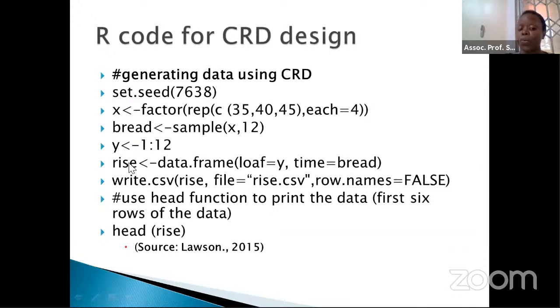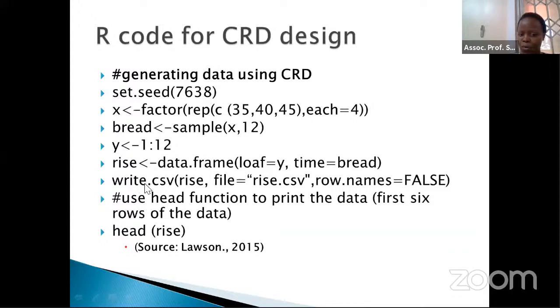Now, we are going to put all this information in our object arrays, and we are going to use the data frame function to combine the vectors y and bread. Then we write that information onto a CSV file so that you can now print it in Excel, print it out and go to the lab.